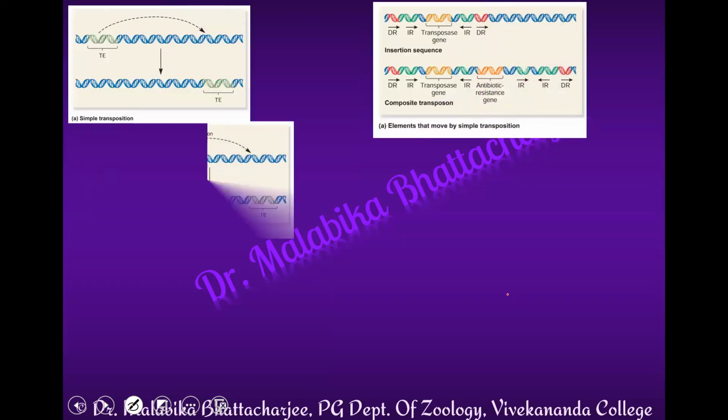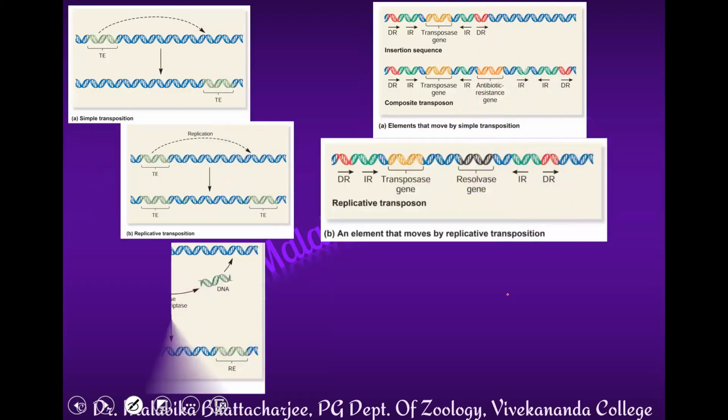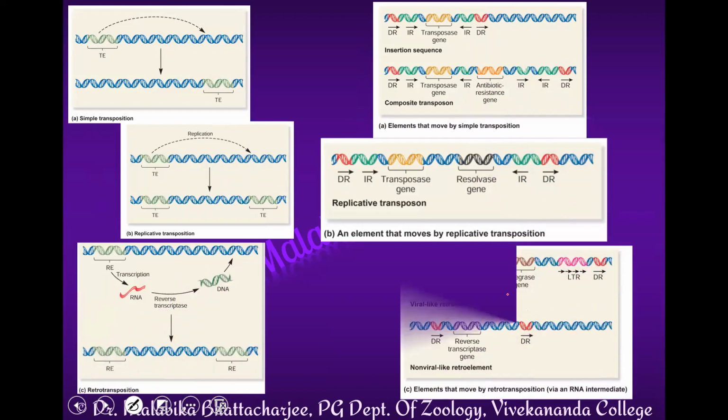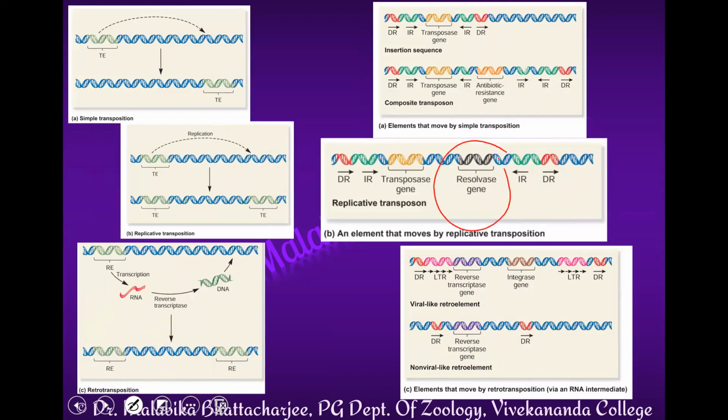So I have brought the three slides together. You can understand one thing: for retrotransposition, the transposase gene is not required. But when it is a DNA transposition, where DNA is moving, the transposase gene is required. If the DNA is moving in a replicative fashion, then an additional gene, resolvase, is required. So that was a comparative analysis of all three categories of transposable elements that are observed.